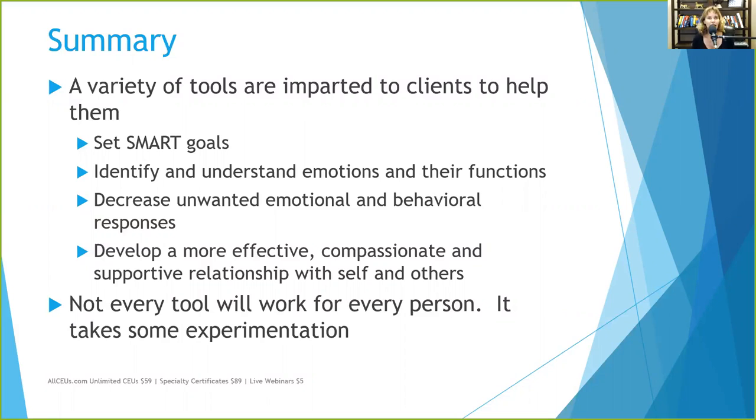Finally, remember that not every tool is going to work for every person. It takes some experimentation. Prepare your clients for that. Otherwise, if they try something and it doesn't work, they're going to feel rejected and invalidated and like failures again. It's a process to work together to help them figure out how they can start interfacing with life and integrating the two dichotomies of thought and emotion to make wise choices in order to help them live happier and healthier.